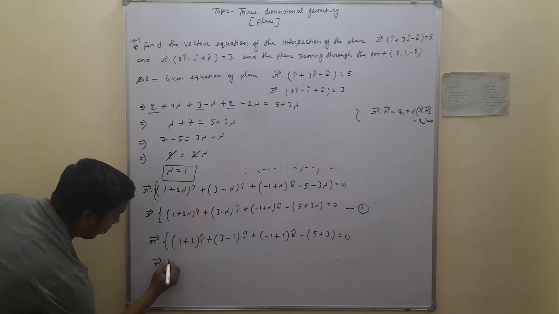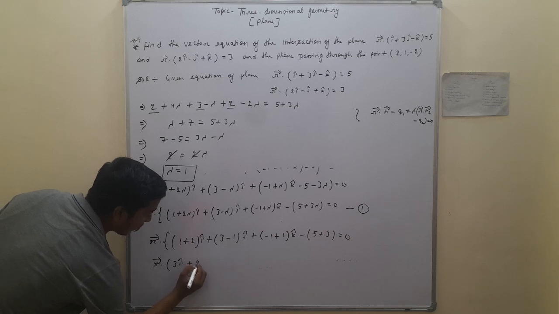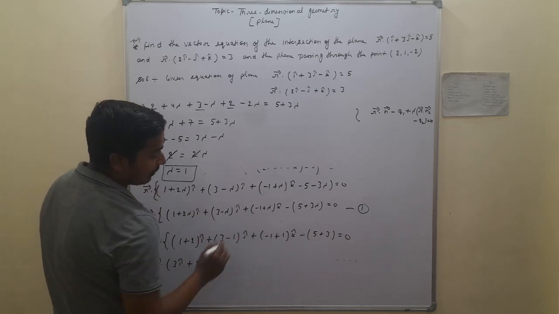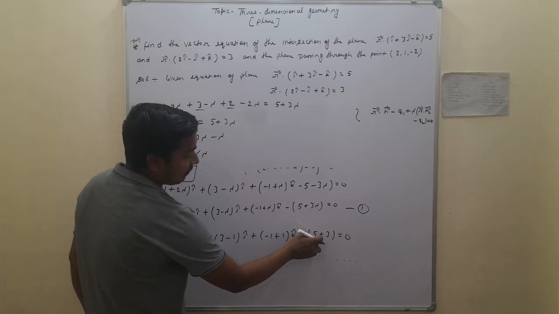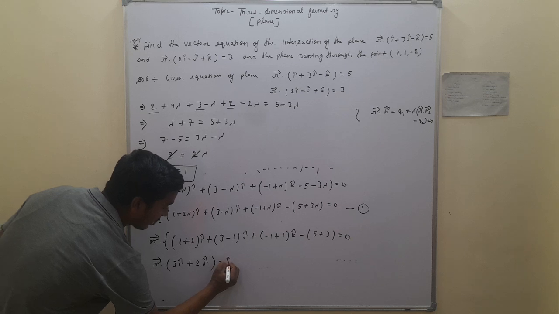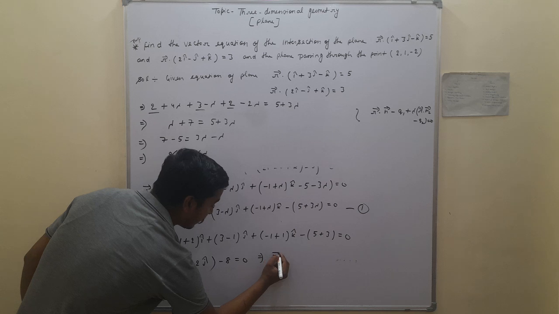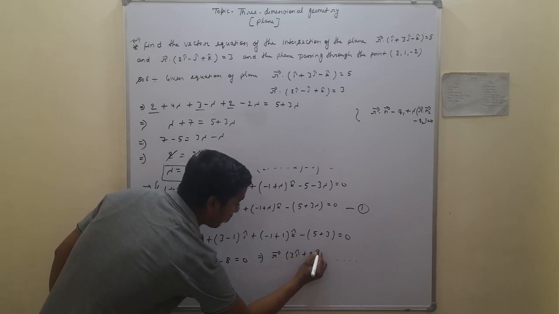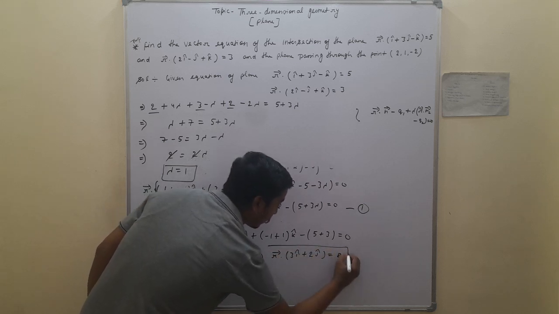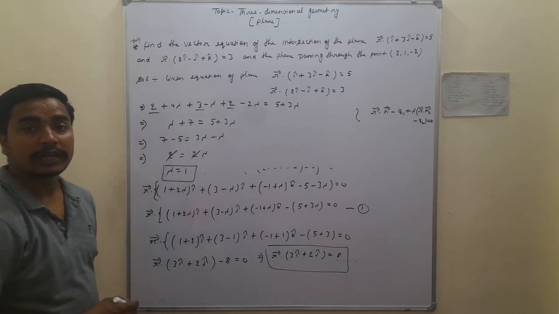Here we get r dot: 2 plus 1 is 3i cap, and 3 minus 1 gives plus 2j cap, and minus 1 plus 1 gives 0 for k cap, and 5 plus 3 is 8, so minus 8 is equal to 0. Further we can also write this as r vector dot (3i cap plus 2j cap) is equal to 8. This is the required equation of the plane passing through the given points. Thank you class, and thank you for watching.